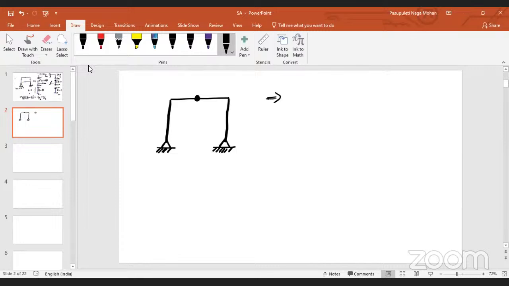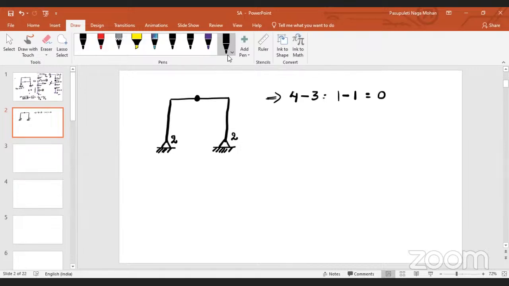Directly, can you tell me what is the indeterminacy of this frame? Zero, because total support reactions are 4. Here it is 2, here it is 2, right? 4 minus 3, 1. That means we also have the additional hinge here. So how many members are connected at the hinge? 2. That means how many extra equations do we have? 2 minus 1, that means 1. So this is a determinate case, right?